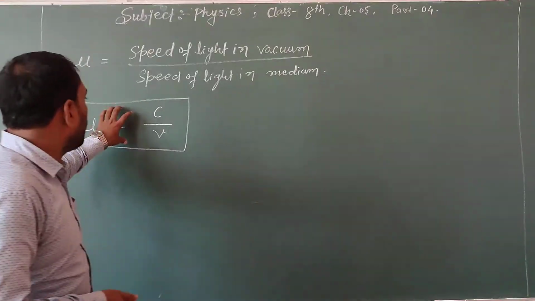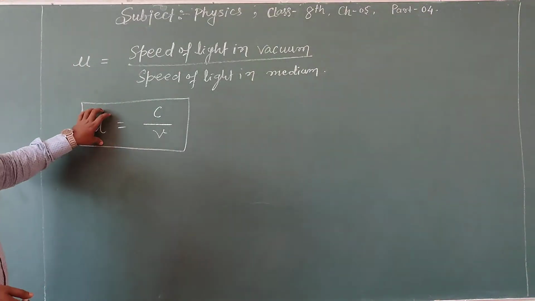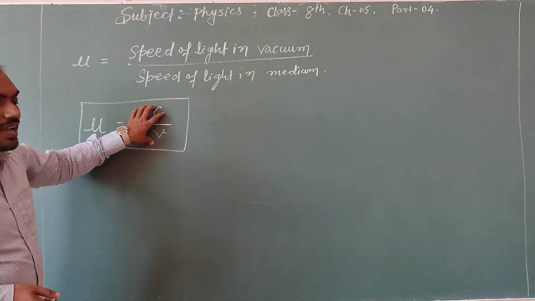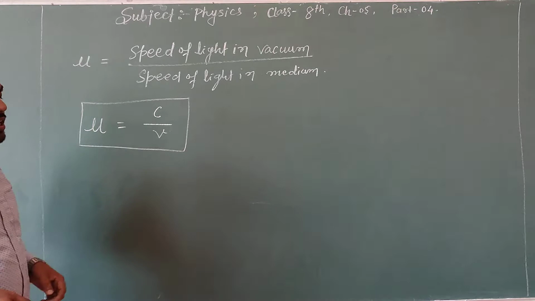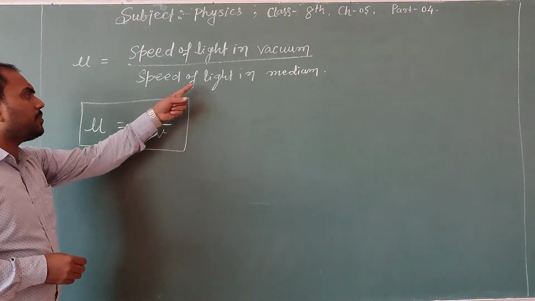So we have a formula. Refractive index is equal to speed of light in vacuum upon speed of light in any medium, where V is the speed of light in any medium.